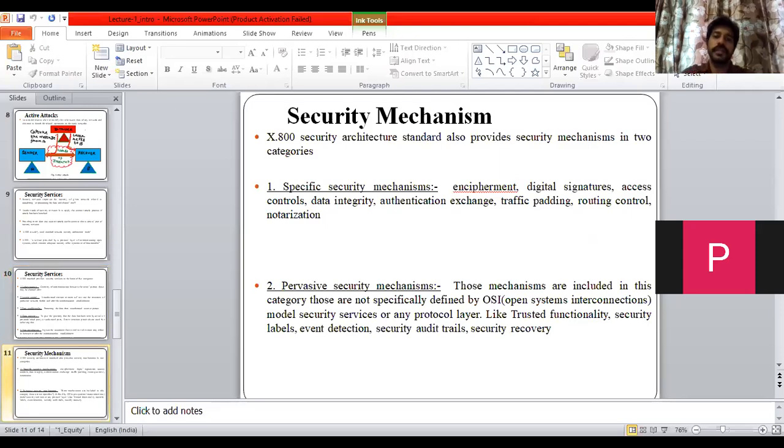So one is the specific security mechanisms. Specific means these mechanisms are written here in specific security mechanisms. They are predefined according to the rule: how you can apply them, how we can set these things, where we can use these kinds of mechanisms, like encipherment and digital signatures. I'm just taking one example, like encipherment.